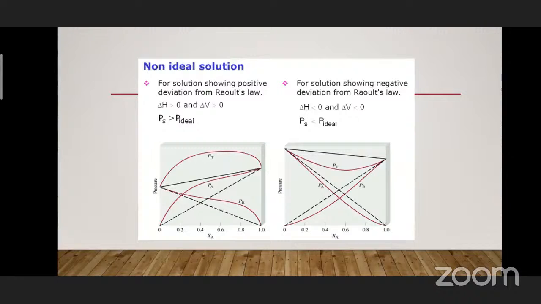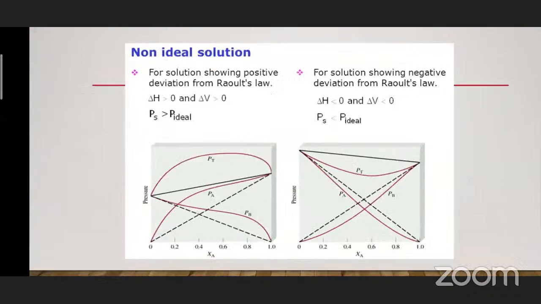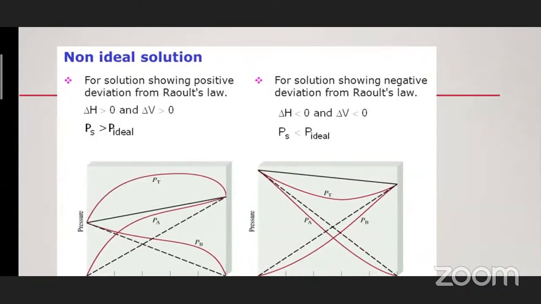So now these are the graphs shown by non-ideal solutions. So see this one. For solution showing positive deviation from Raoult's law. Positive deviation means what? Delta H is greater than 0. Delta V is greater than 0. And P_S, the vapor pressure of the solution, is greater than P ideal. Ideal in the sense what? As expected by Raoult's law.